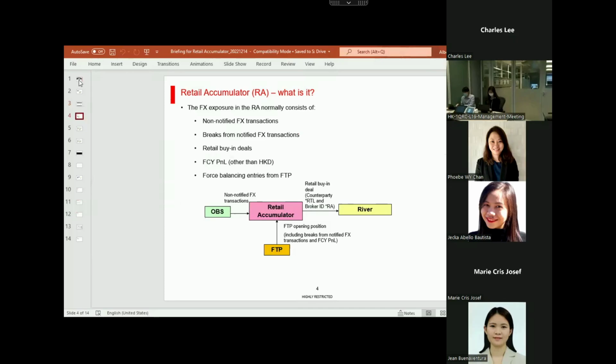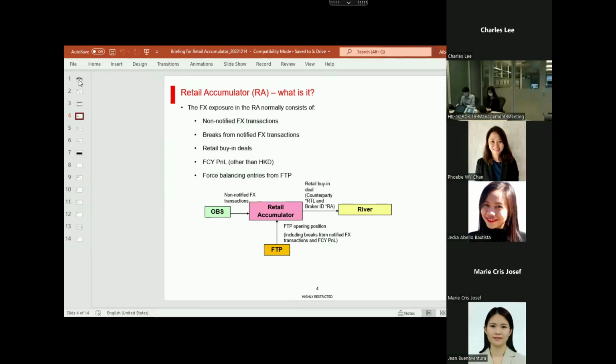Okay, so we talk about FX sell down and retail accumulator. What exactly is that? In short, retail accumulator consists of different items. The biggest or most relevant item for other non-FX PC teams is the FX exposure coming from the P&L.